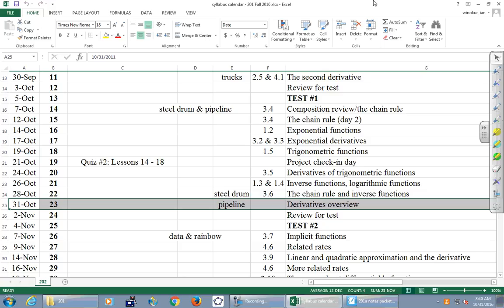Today, we're going to do an overview of derivatives. Remember, last class, we saw our very last derivative rules of the whole semester, so today we'll summarize everything we've done and do some complicated derivatives together.